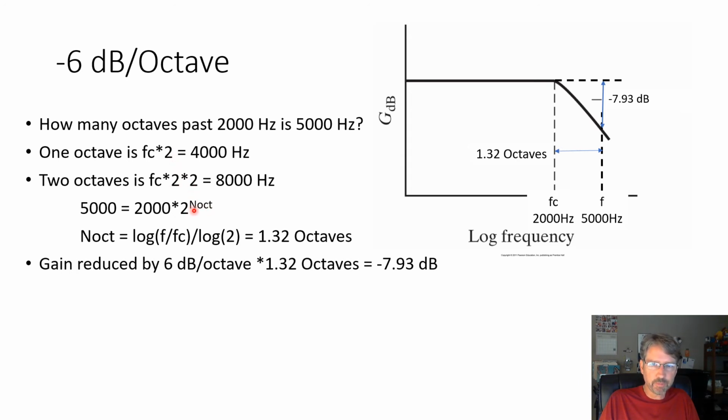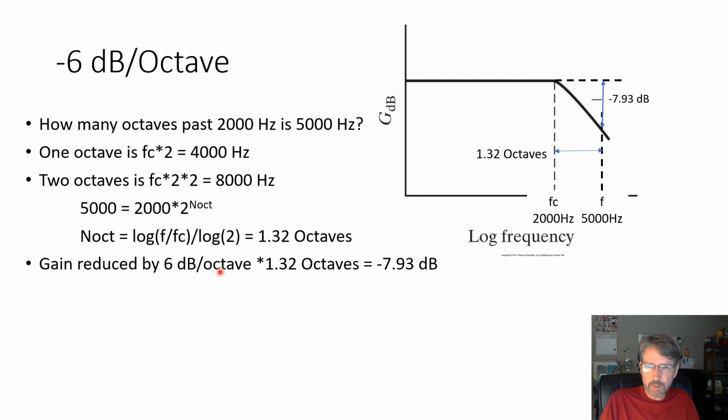So we're solving for the number of octaves here, and it's not going to be an integer this way. So we take the log of both sides and solve for n oct, and we find n oct is this equation. So 1.32 octaves is our answer. That's how many octaves above 2,000 hertz we find 5,000 hertz. And we said between 1 and 2, so that's great.